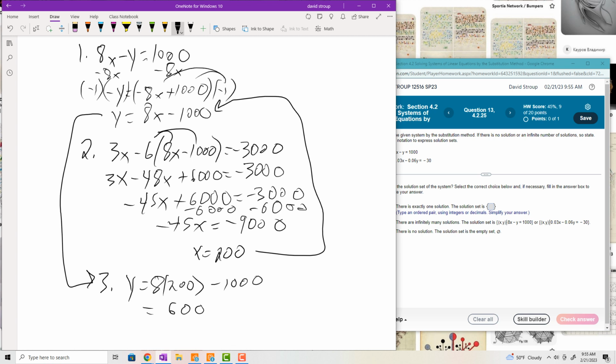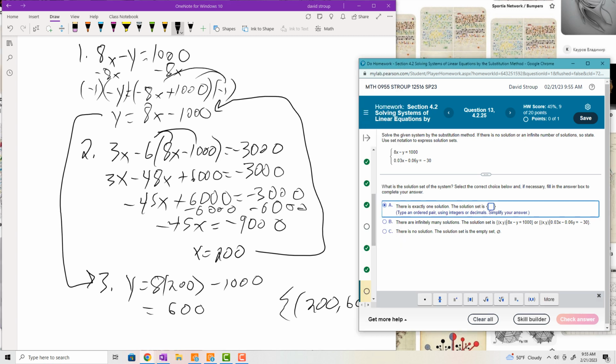And get your other coordinate. So it's going to be 200, comma 600 for your ordered pair. 600. Whoops. Put 6,000 there.